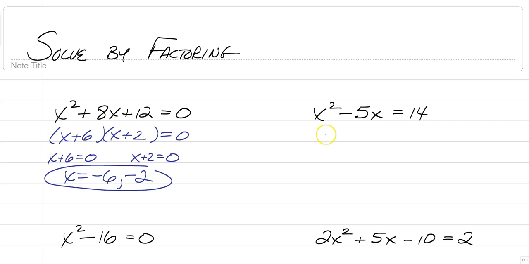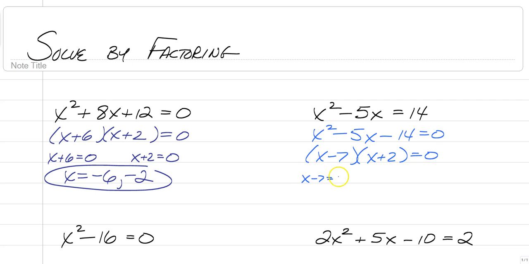Second one. The first thing you have to do is subtract the 14x to the left, because, as I mentioned, you must be equal to 0 before you may begin factoring. Another example here where we just have to figure out what two numbers will multiply to a negative 14 but add to a negative 5. That's going to be a negative 7 and a positive 2, and that's equal to 0. So you set both of those terms equal to 0, and you will end up with x is equal to 7 and a negative 2.